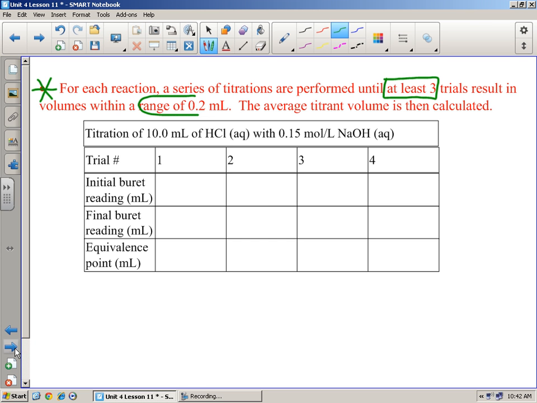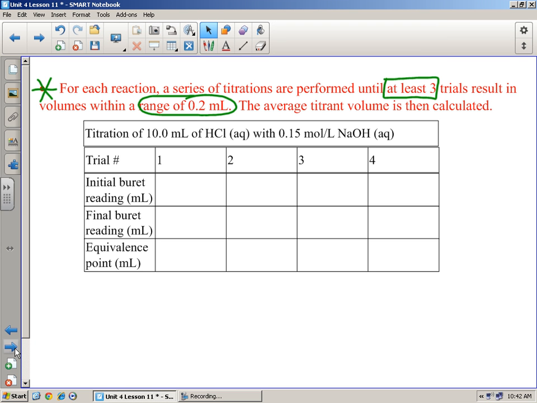Those 3 trials, some key words here: you need at least 3 of them, and they have to be within a range of 0.2. Okay, so you need at least 3 trials, and they have to be within a range of 0.2. And then we will calculate the average volume of the titrant required. Okay, so here we go.